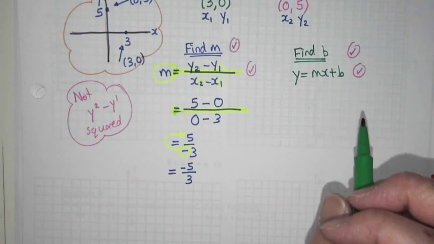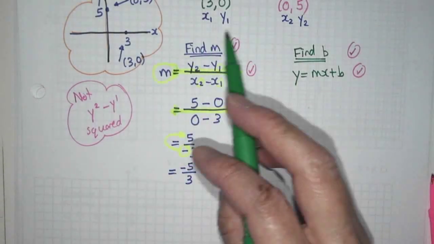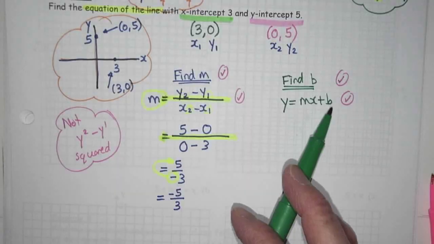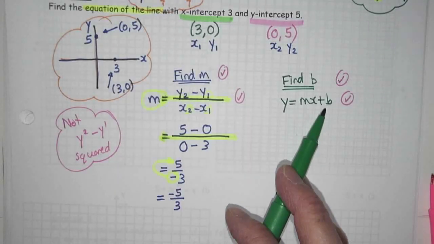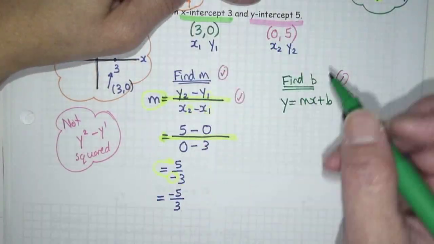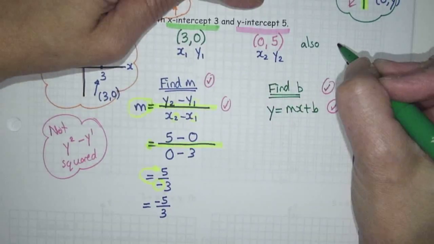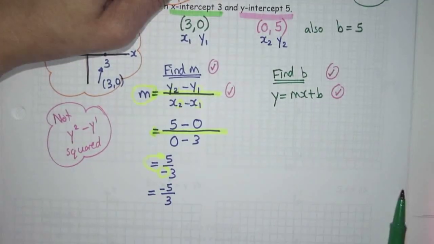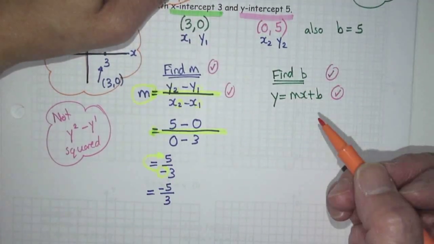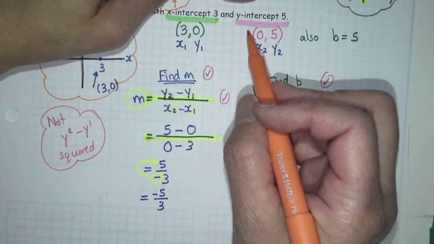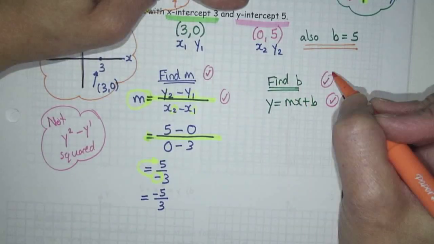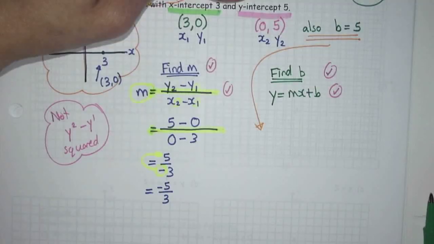Now, hang on a second. Usually I sub in either one of those points, but this one here, the y-intercept is 5. What's the b that I'm looking for again? That one stands for y-intercept. So this, right away, is also b equals 5. So you don't need to find b. You can skip this whole step. If you forget and you find it, that's okay. But when I get this information, the y-intercept is 5, so b is 5, I write this down right away so I don't have to do this step. So I can skip that step, and I already have my answer.